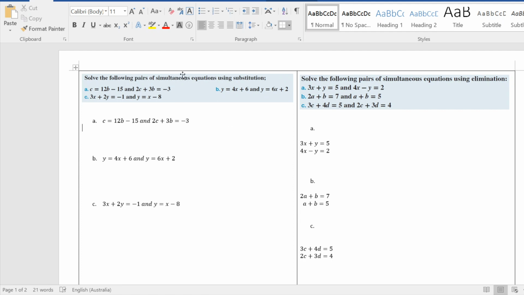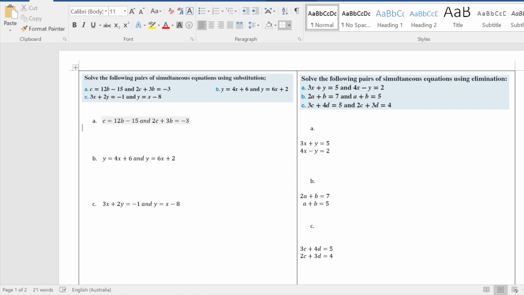So first of all, we're going to do it using substitution, which is my personal favorite way to do it, and then you're going to do it using elimination. Now let's talk about the first one. Okay, we've got c equals 12b minus 15 and 2c plus 3b equals negative 3. So two different linear equations, and at one point in time they're going to cross over.